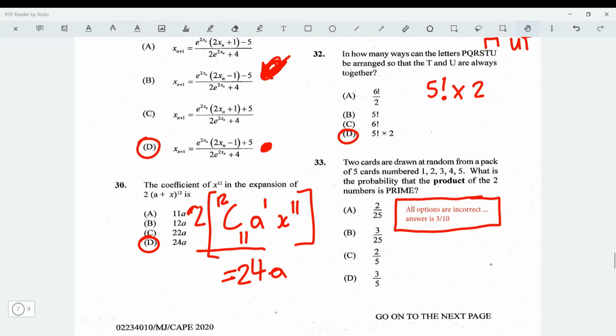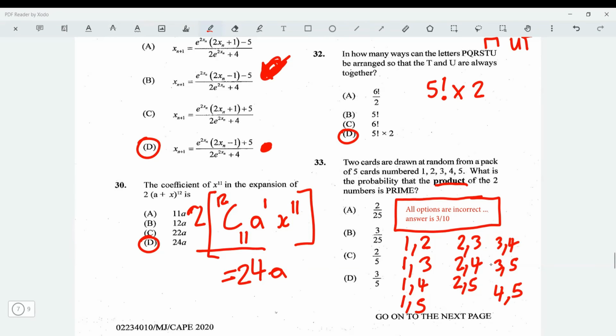So this one, there's an error in the question because they want, what is the probability that the product of these two numbers is prime? It says the product. Now, if you take out this part of it with the product, the question would be fine. But for the product, look at this. If you draw 2 cards randomly from a pack of 5, you can either draw 1 and 2, 1 and 3, 1 and 4, or 1 and 5. Then you can draw 2 and 3, 2 and 4, or 2 and 5. Or you can draw 3 and 4, 3 and 5, or 4 and 5.